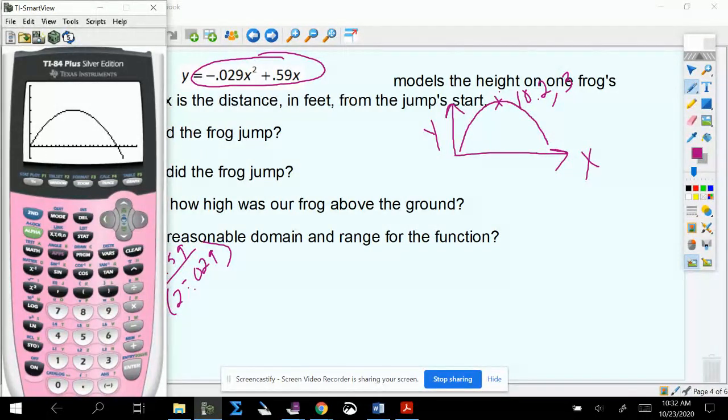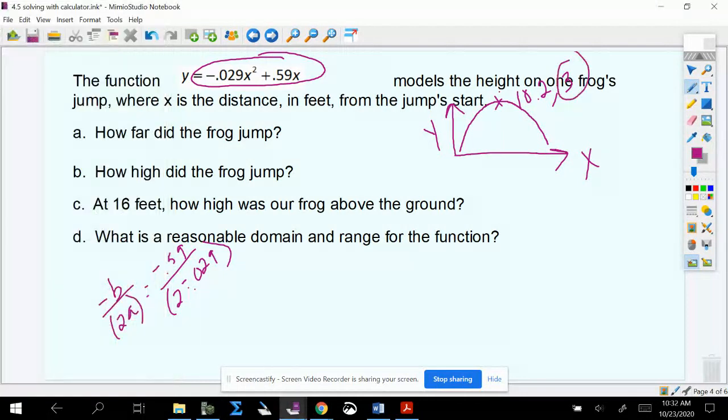So the first question, now I'm actually going to go and answer my questions here, is how high did the frog jump? So I already know that the frog, sorry, the first question was how far it jumped. I'm going to do how high first because we already know that the highest it ever got is it went to a height of 3 feet.